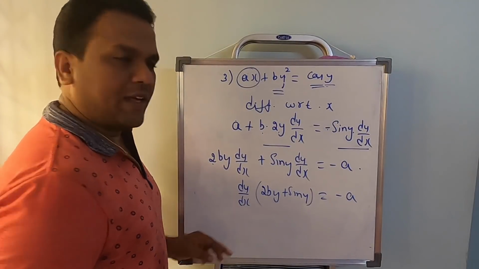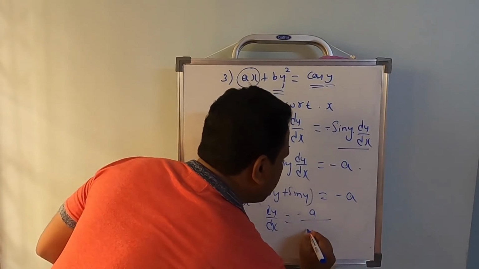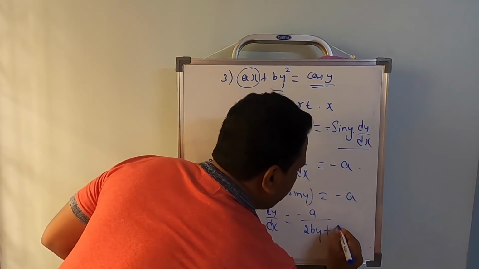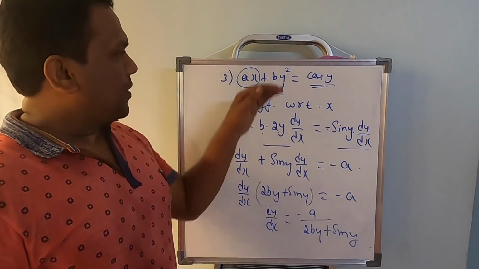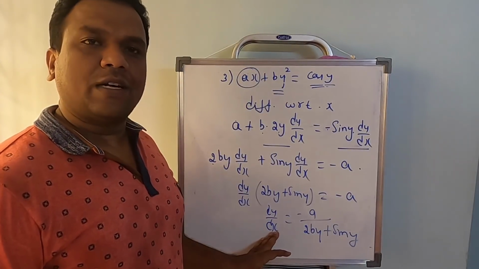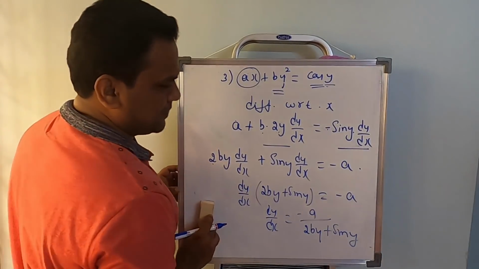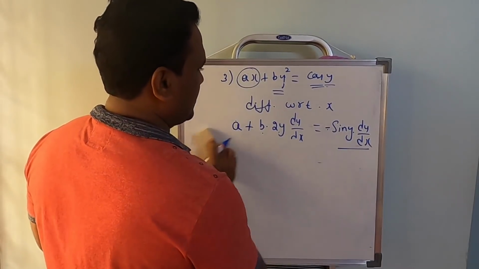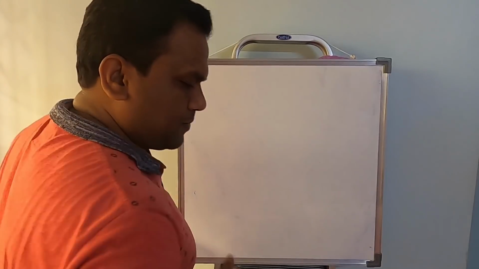The last step is to find dy by dx. So dy by dx equal to minus a by (2by plus sin y). Whatever you do, finally the aim is to find the value of dy by dx. Now let's move on to problem number 4.